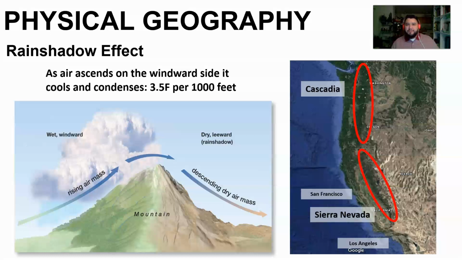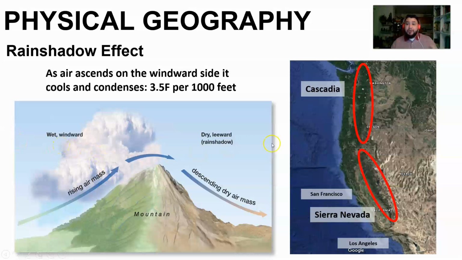Another important feature of physical geography that we're going to find in different parts of the world, not just here, is what is known as the rain shadow effect or the orographic effect. The rain shadow effect, basically, as the name implies, is an area of the mountains that is not going to receive water, and that's where we get a rain shadow.